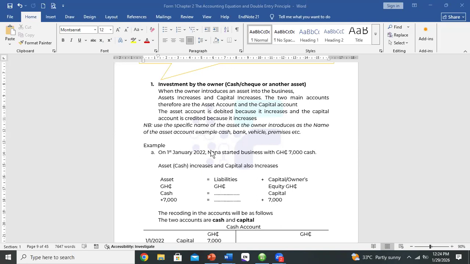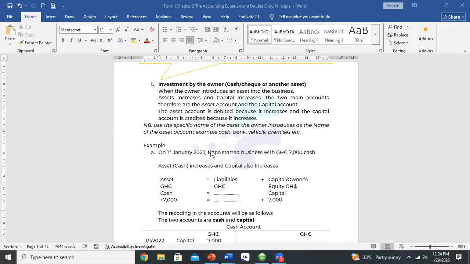And we just looked at the principle. When assets are increasing, we do what? We debit. And when capital is also increasing, we credit. And you see that this fulfills the double entry, that a debit and a corresponding credit. So in this scenario, we are debiting the assets, the corresponding credit is in the capital. And that makes the double entry perfect.